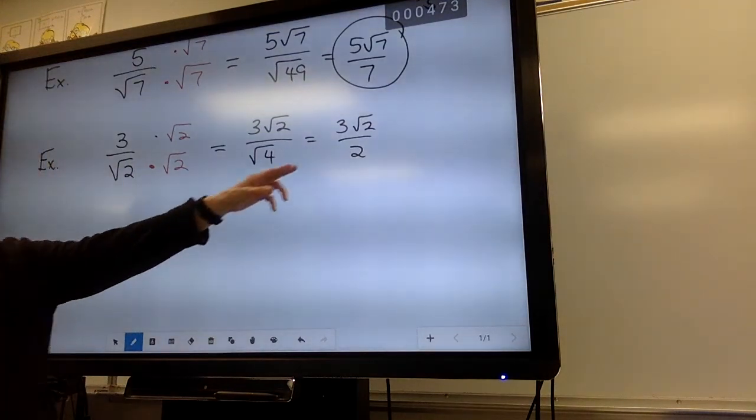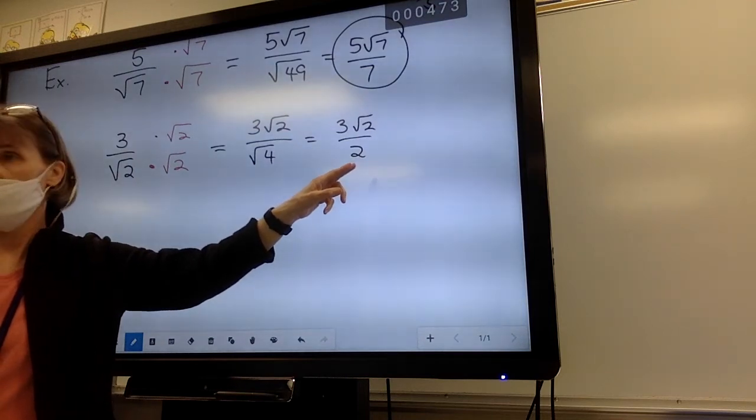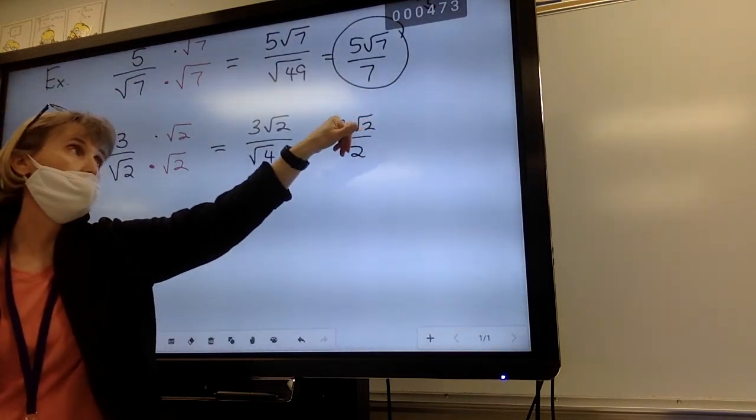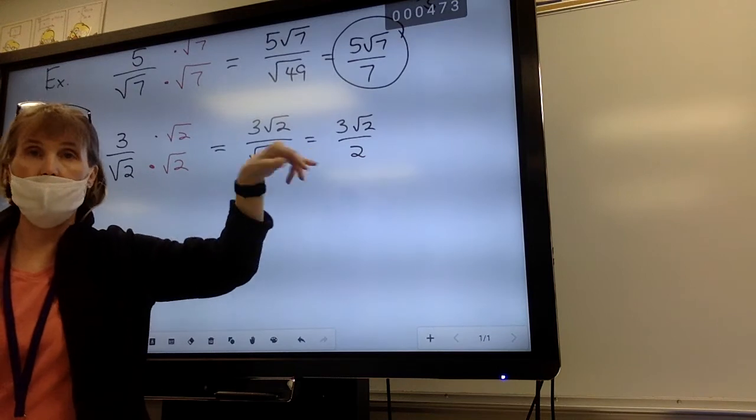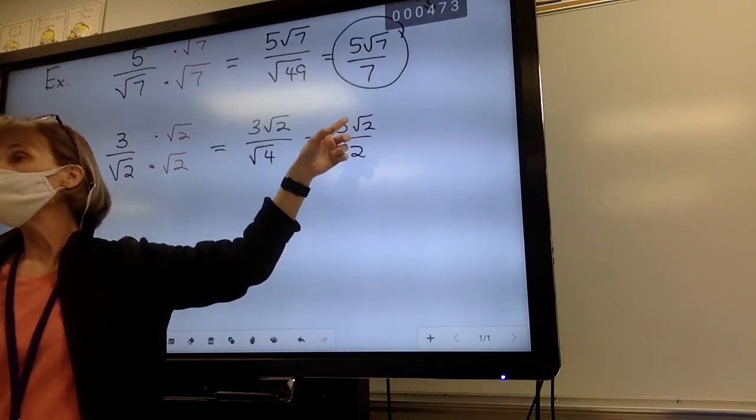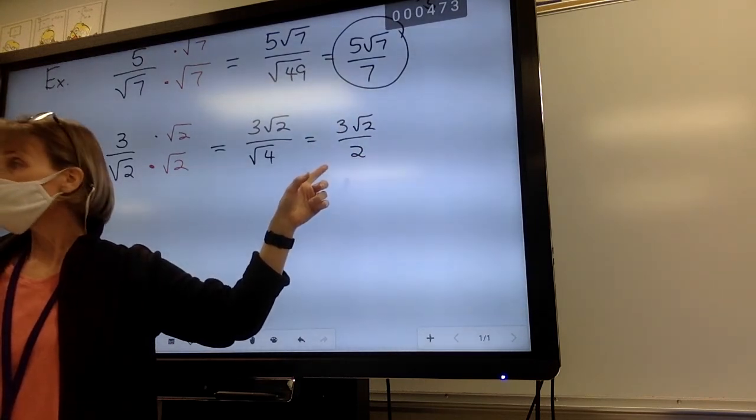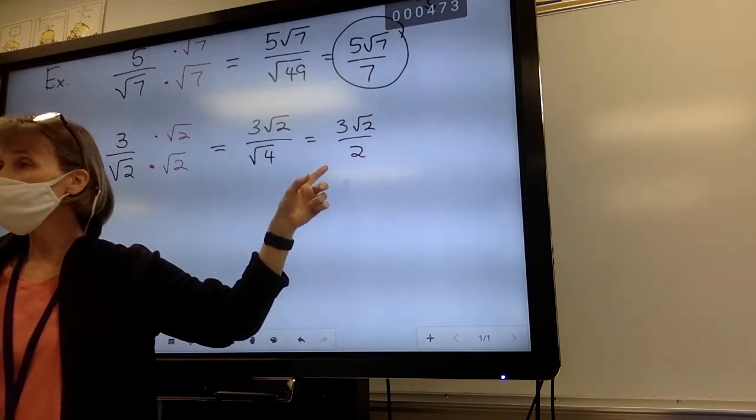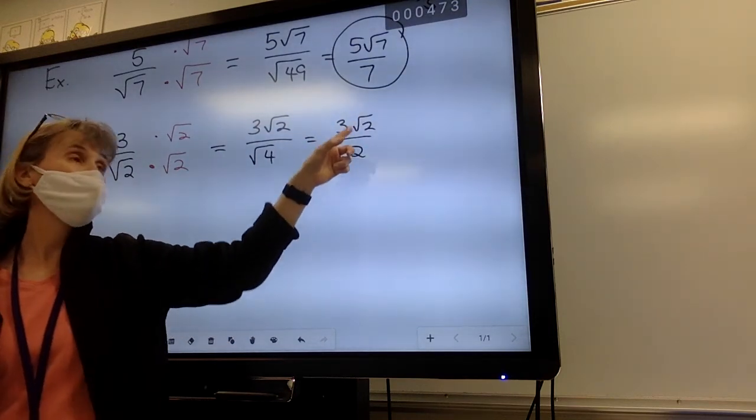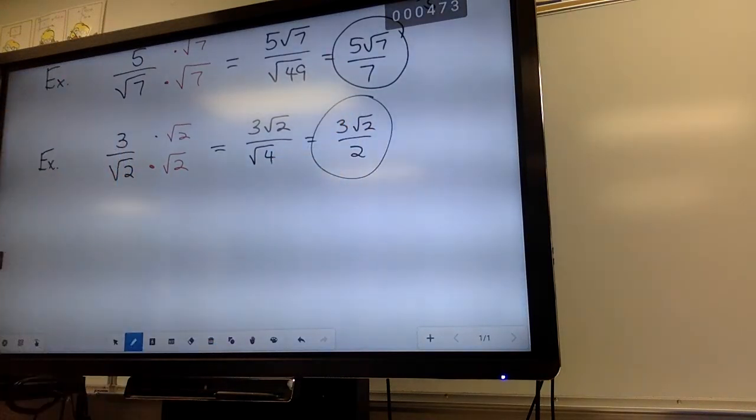Now, would I be able to cancel these 2's? No, you cannot. This is under a radical. This is not. So you cannot cross out the 2's. And the reason for that is this value, square root of 2, is different. It's not the same value as 2. You did it on your calculator, it comes out to be a decimal, 1.41 something, something, something. So they're not the same. That's why you can't cancel them out. Okay, you leave your answer just like that.